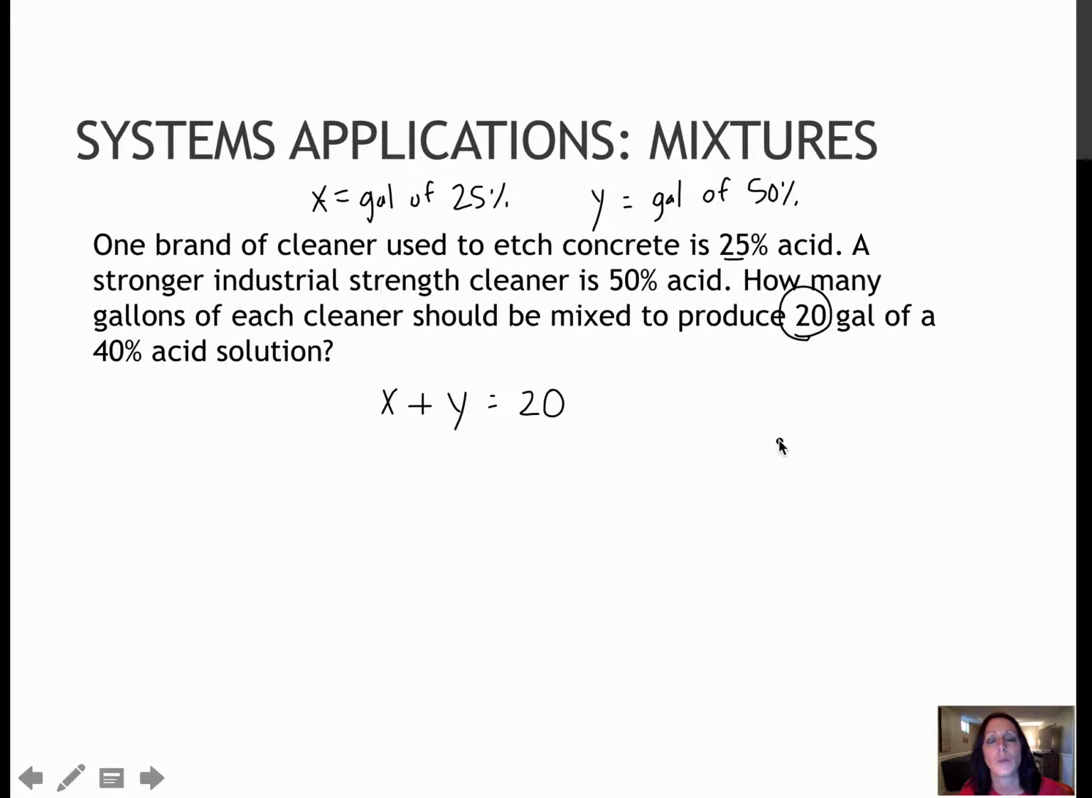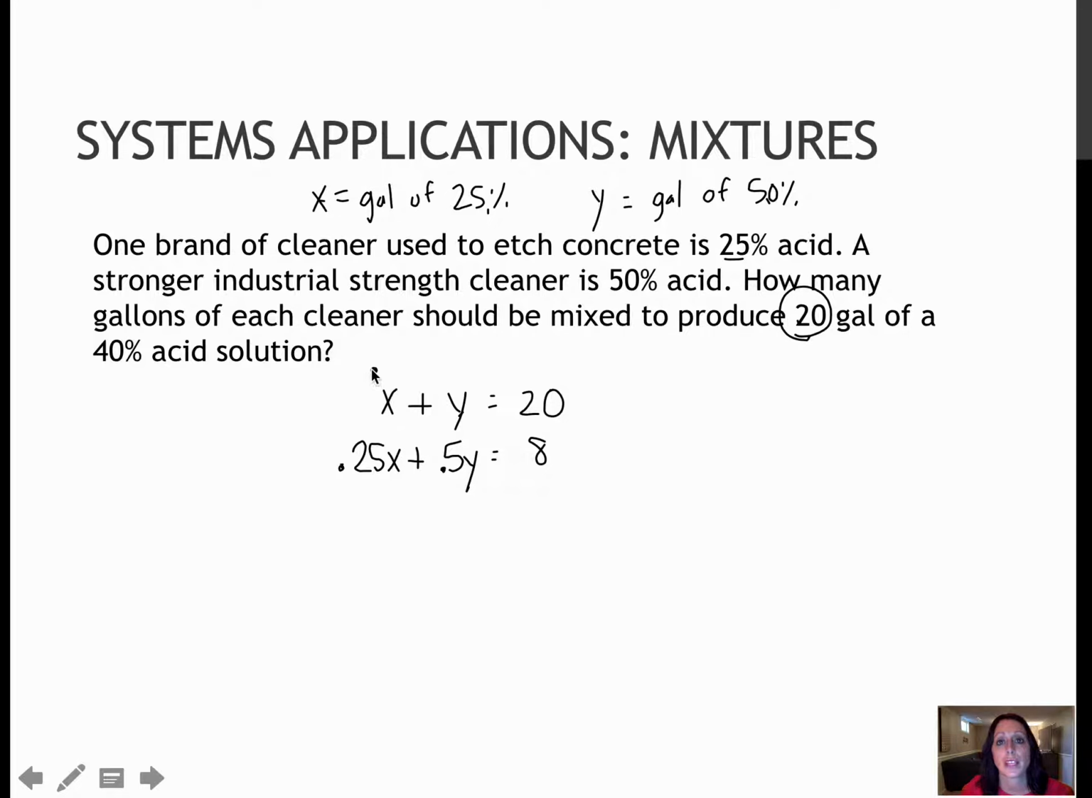The more difficult one requires me to multiply x times the percent solution, so 0.25x, y times the percent solution, 0.5y, and 20 times the percent solution, so 20 times 0.4. Instead of writing 20 times 0.4, I'm going to multiply that to get 8. So there's my two equations. Again, I've just taken my number of gallons times the percent solution for each. Again, choose a method that you feel more comfortable with in solving this system. Substitution or elimination works just fine.